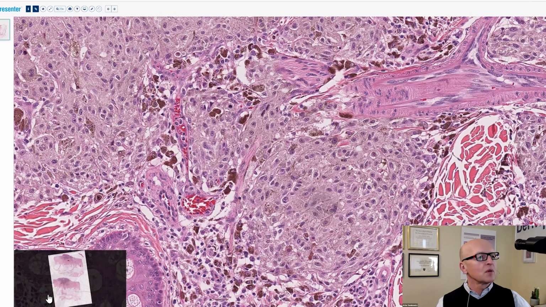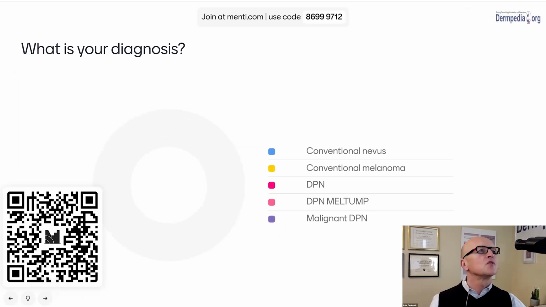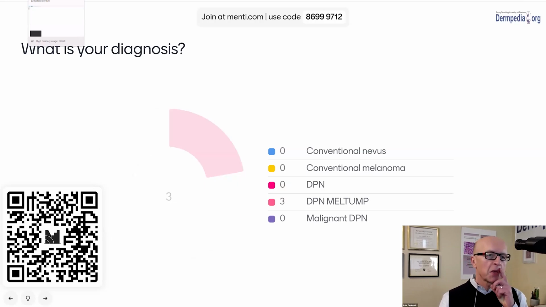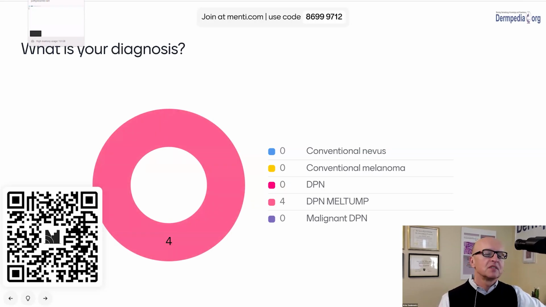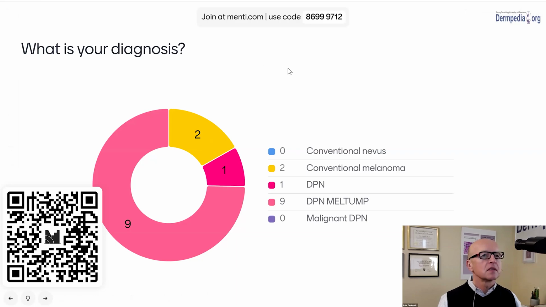So now go to the Mentimeter and tell us what you think: conventional nevus, conventional melanoma, DPN, melTump, DPN, a kind of borderline lesion, or malignant DPN. I'll give you 20 seconds. That seems like a good time.